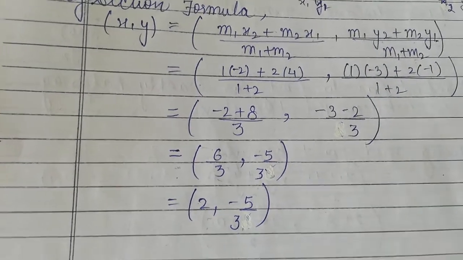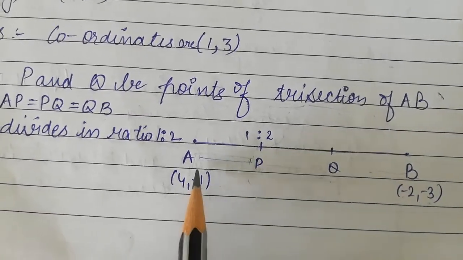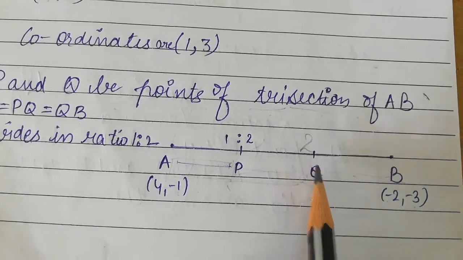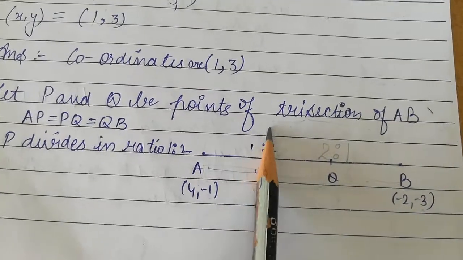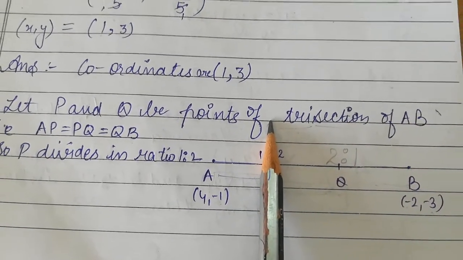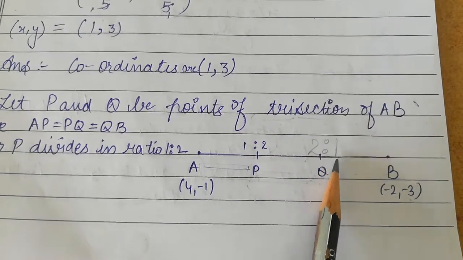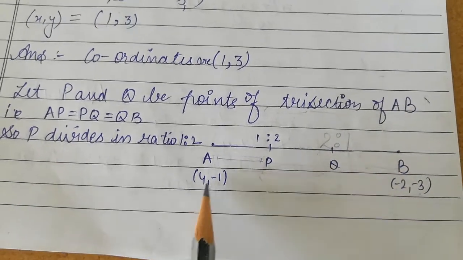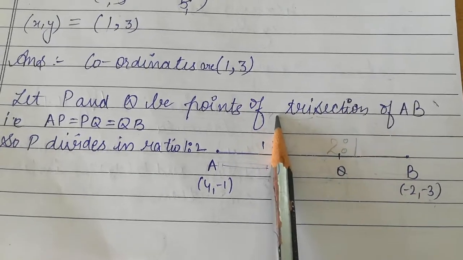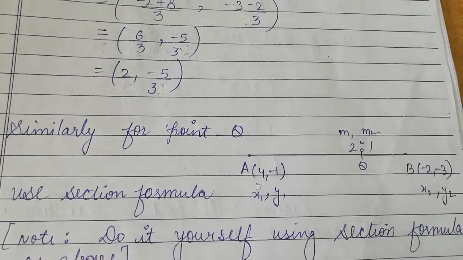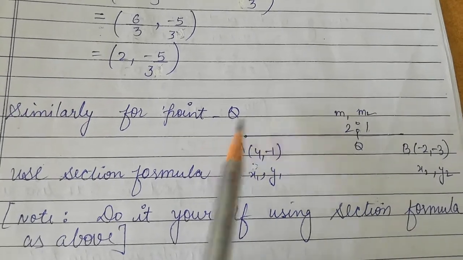Now we have to find the coordinates of point Q. For point Q, this is 2 parts, 1 plus 1, 2, and this is 1 part. So the ratio will be 2:1. Now forget this point. We have 3 points A, Q and B. Here m1 is 2 and m2 is 1, and these are x1, y1, x2, y2. Apply the same section formula for point Q and find its coordinates. The figure will be like this. The ratio will be 2:1. Find the coordinates of point Q yourself.